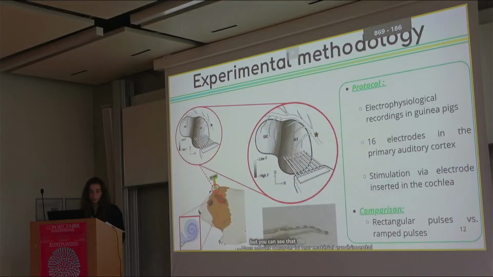You can see there the experimental apparatus. They perform electrophysiological recordings in the primary auditory cortex of guinea pig by inserting a matrix of 16 electrodes. Then, they used a bundle of stimulation electrodes that they inserted into the cochlea, and the first electrode of the bundle, the most apical one, was used as the stimulation electrode for the auditory nerves. The responses evoked by the different pulses were recorded and analyzed.